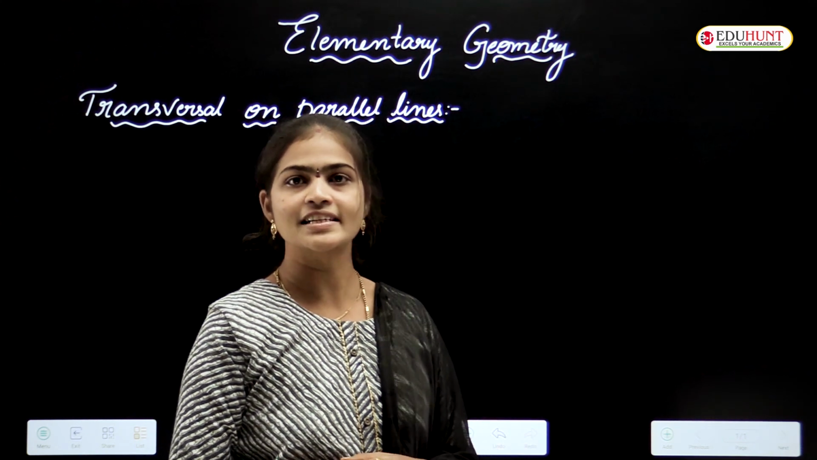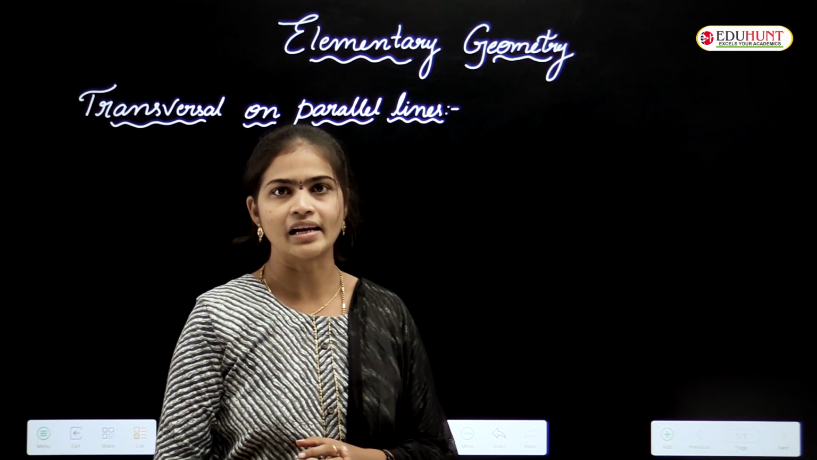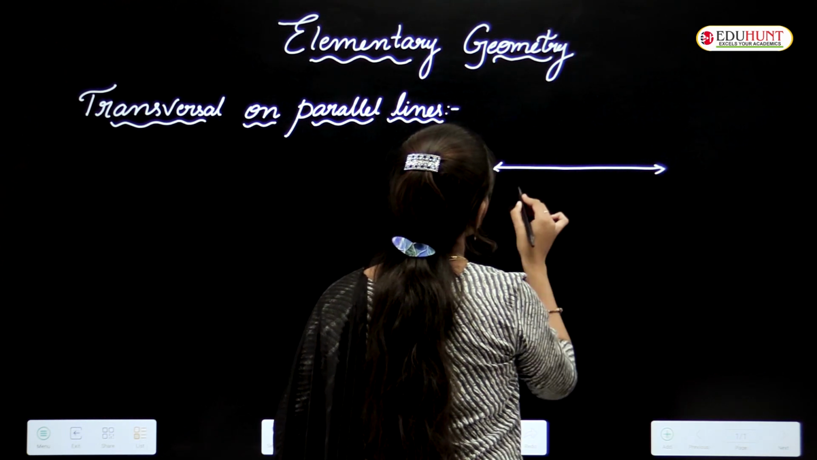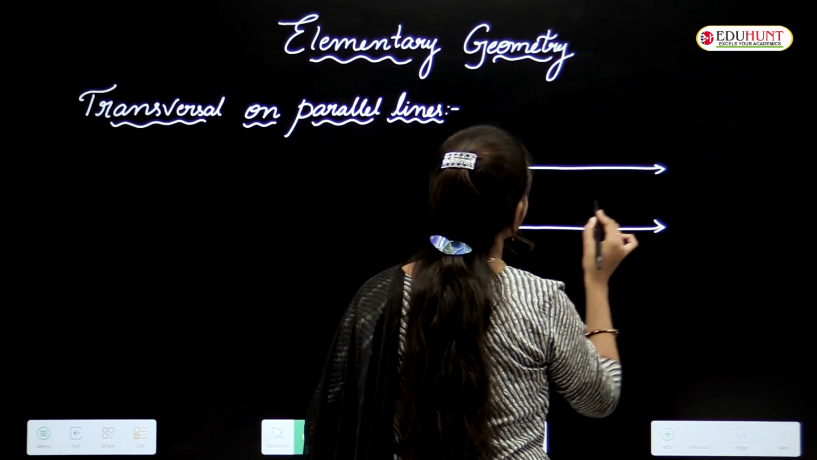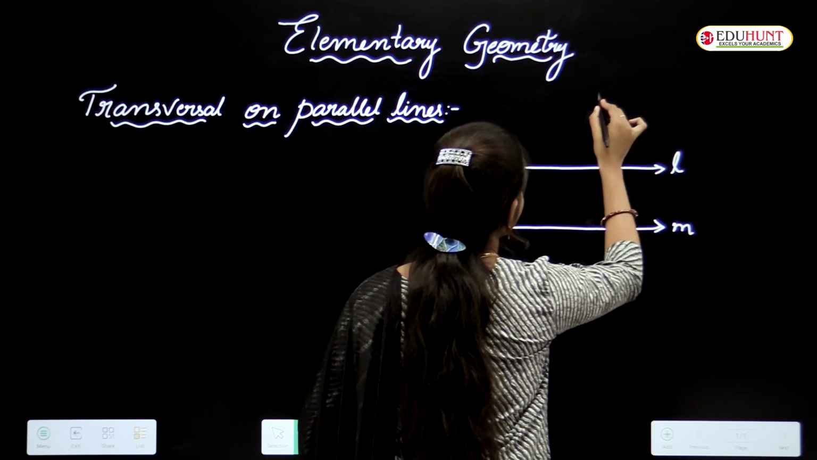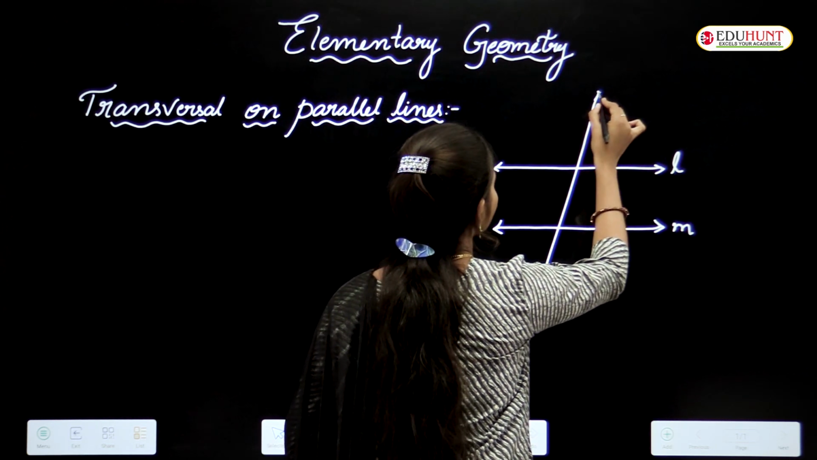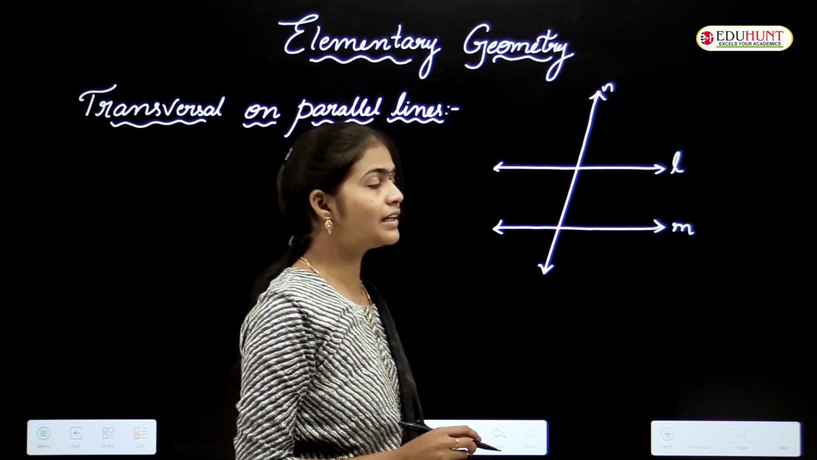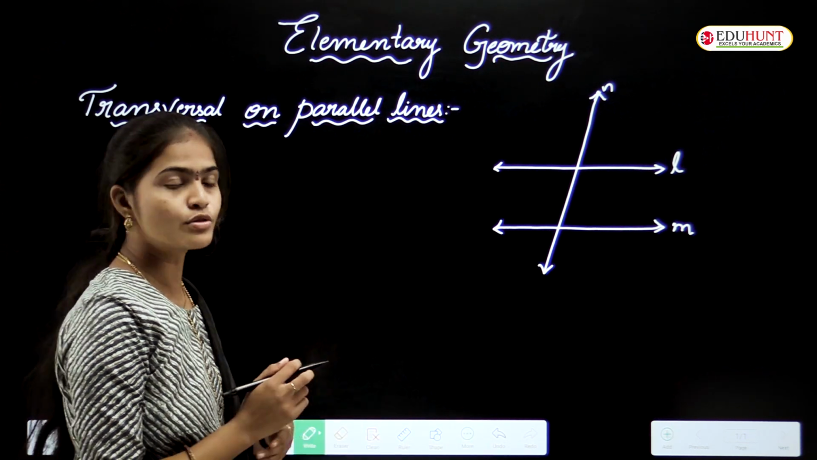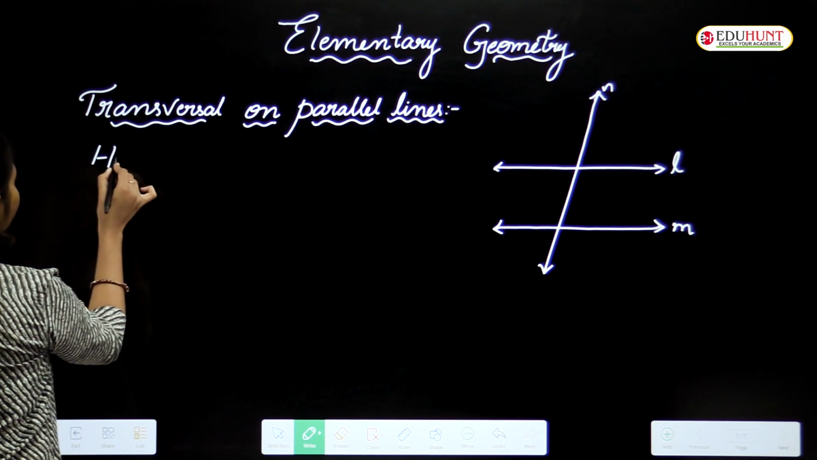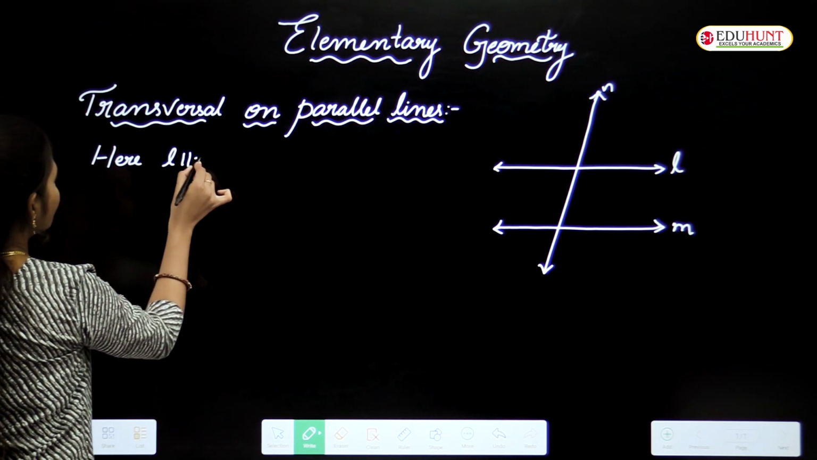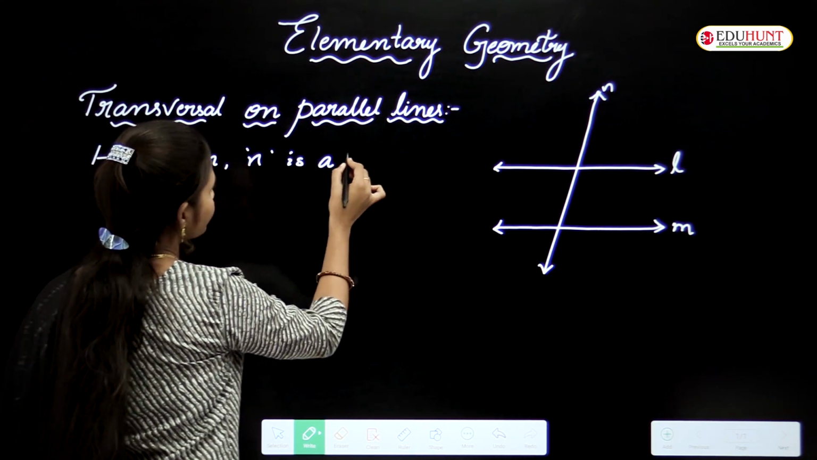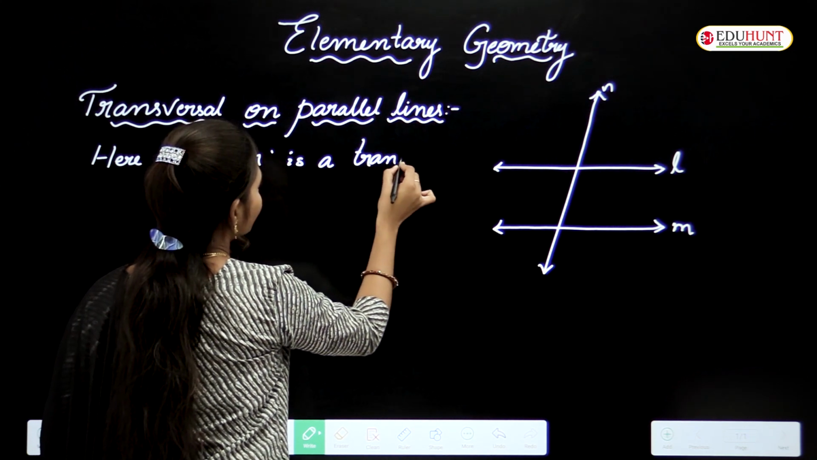So if the transversal cuts two parallel lines, then what will happen? See here. Here two lines are taken, those two are parallel, I am saying that. Here N is a transversal. What are those two lines? Here L is parallel to M and N is a transversal. From the diagram I am writing this one.